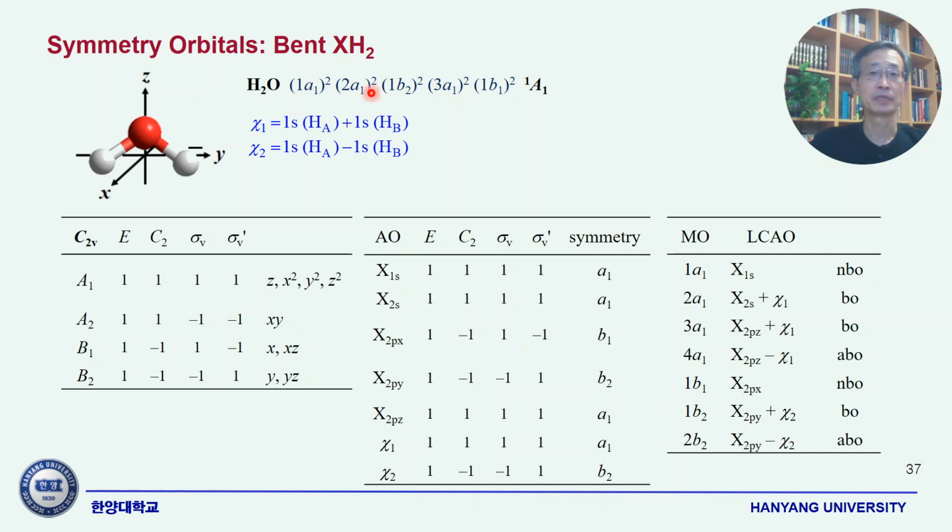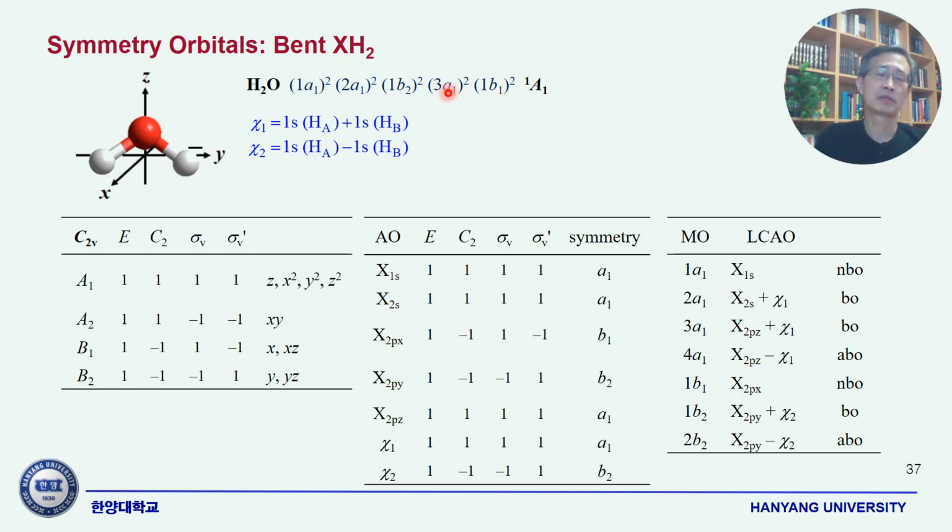molecular orbital is just this: 1a1², 2a1², 1b2², 3a1², 1b1². It's just like 1s², 2s², 2px², 2py², 2pz², something like that. We represent this electronic configuration of the water molecule this way. The question is how you make this one.